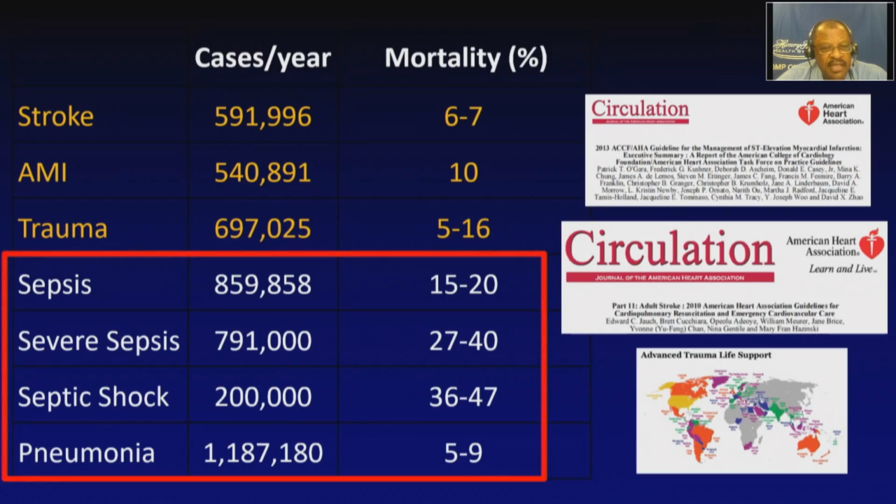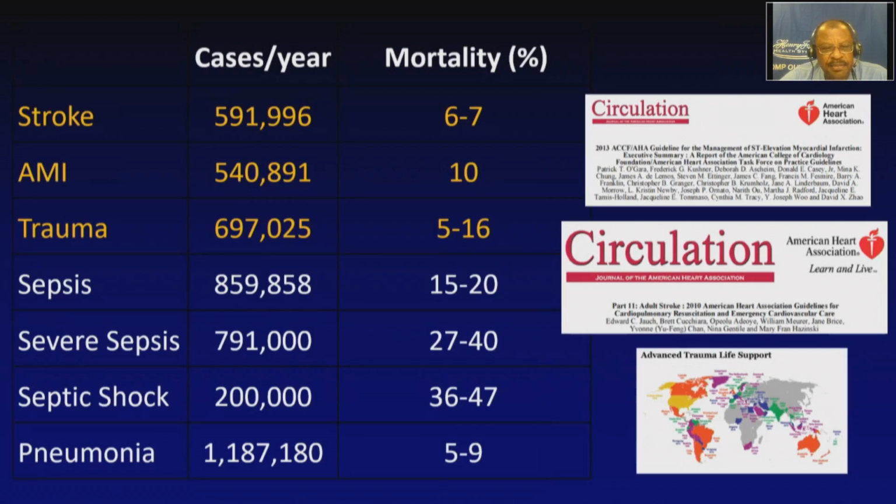But then you look at sepsis, and whether it's severe sepsis or septic shock and even pneumonia, many people don't realize that pneumonia is a form of sepsis, and these comprise millions of patients with mortalities that are totally unacceptable in other diseases. So this is kind of the landscape of the early 90s.